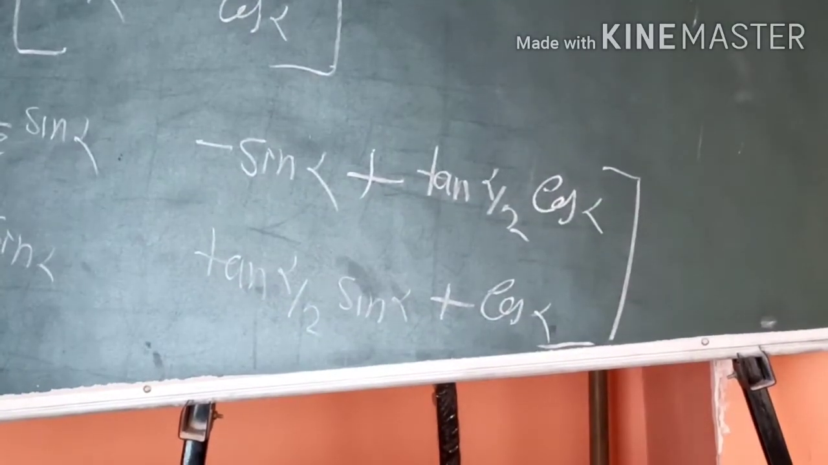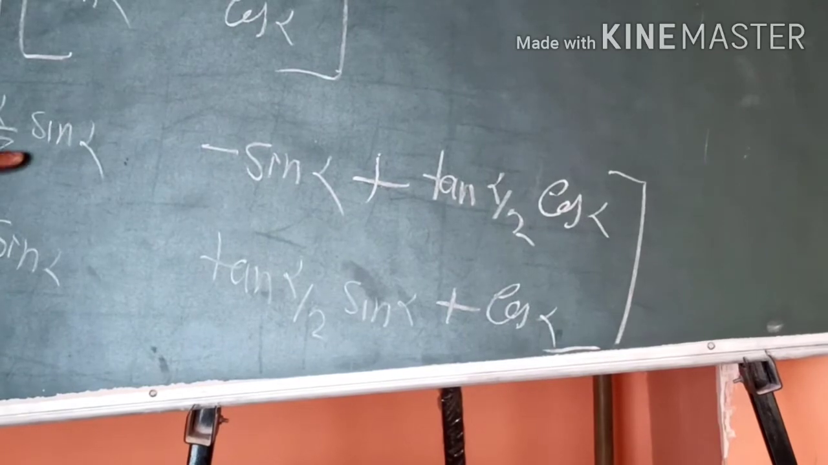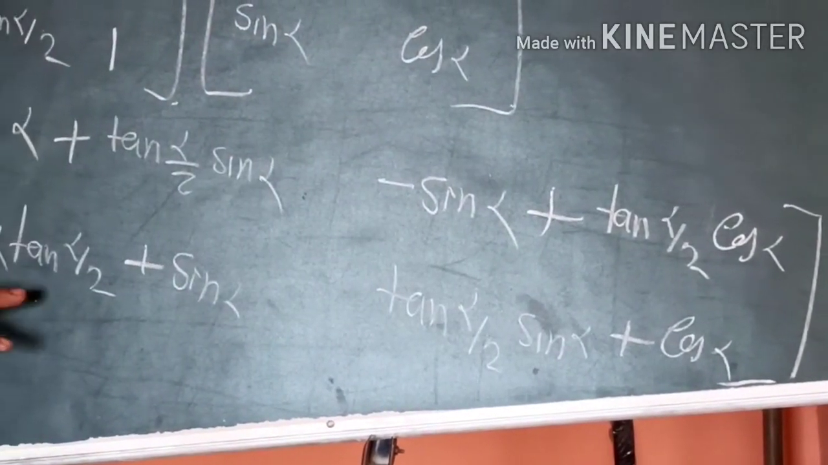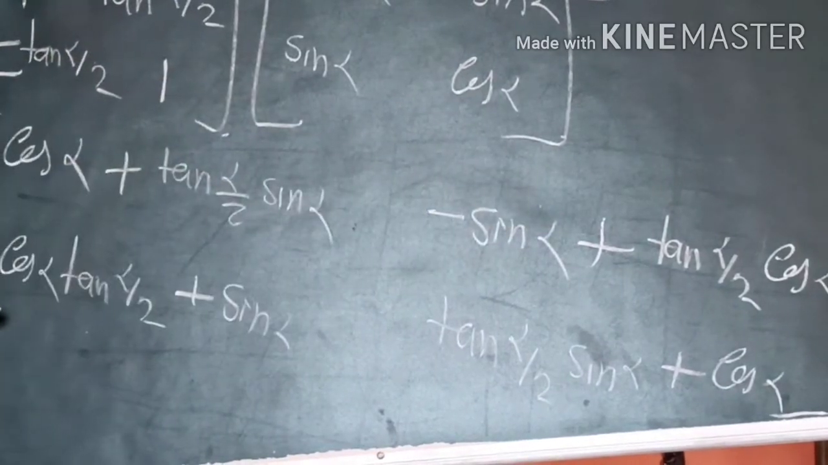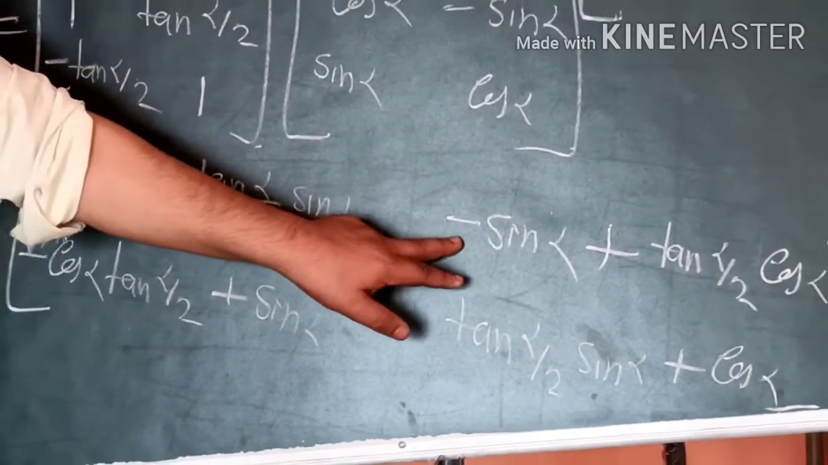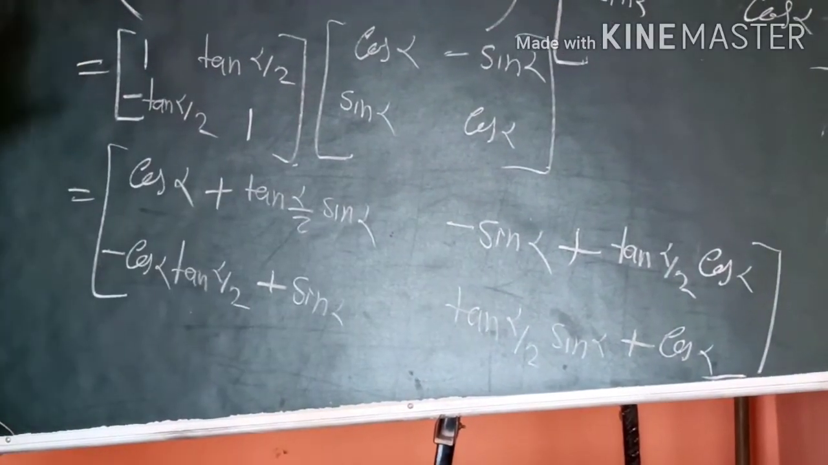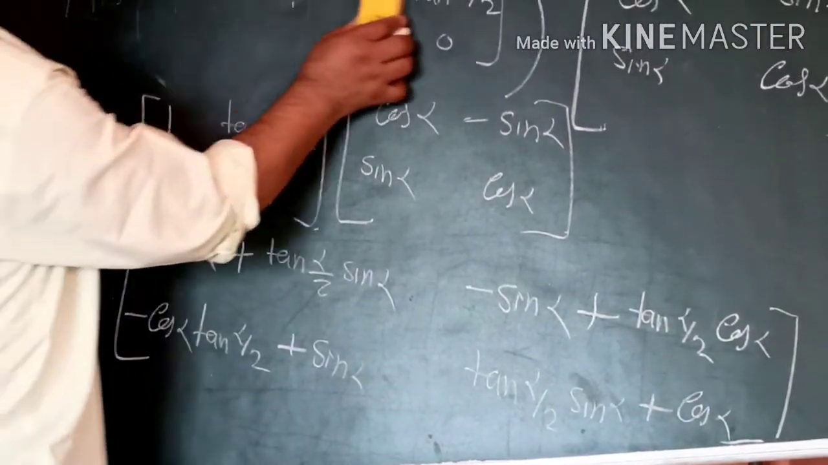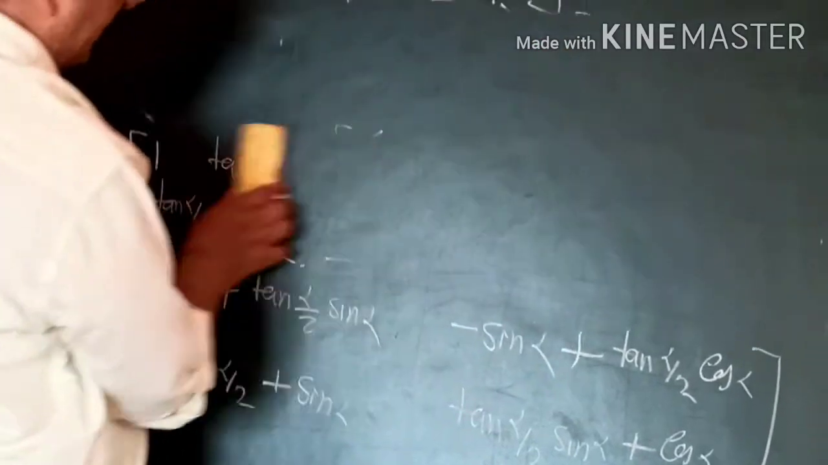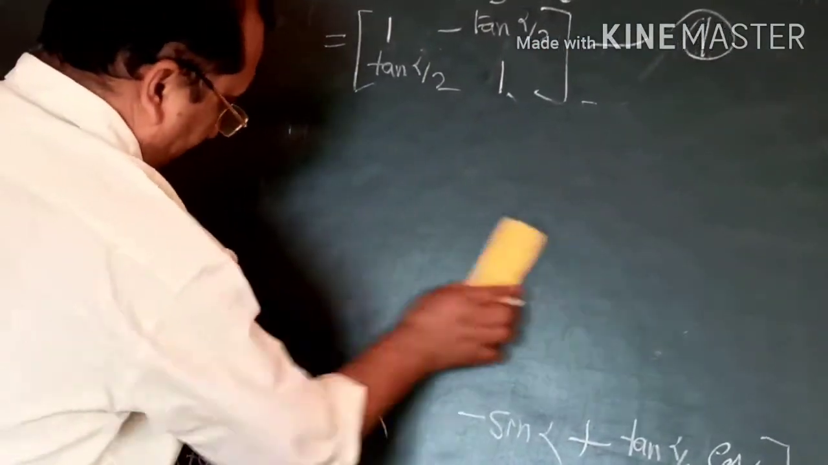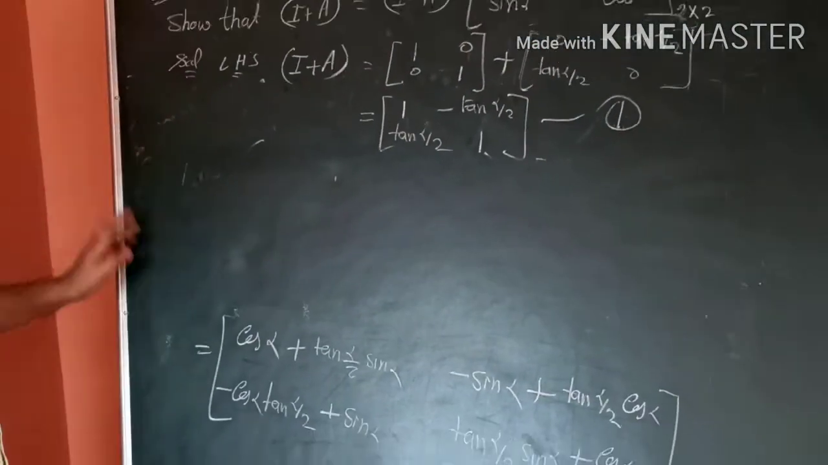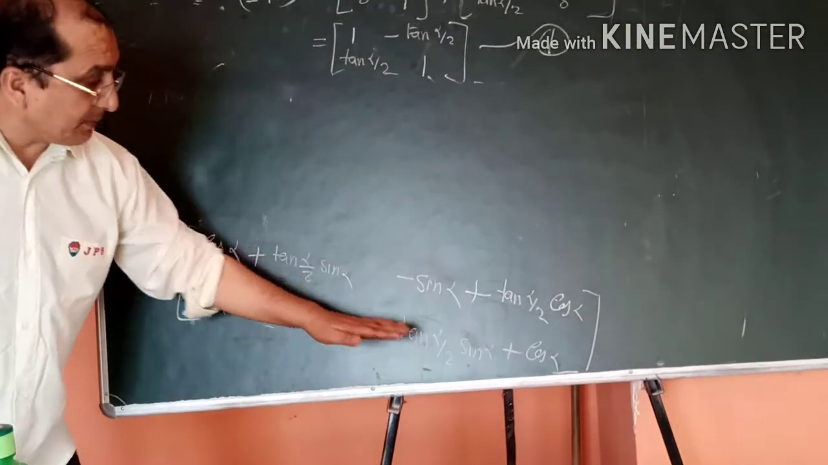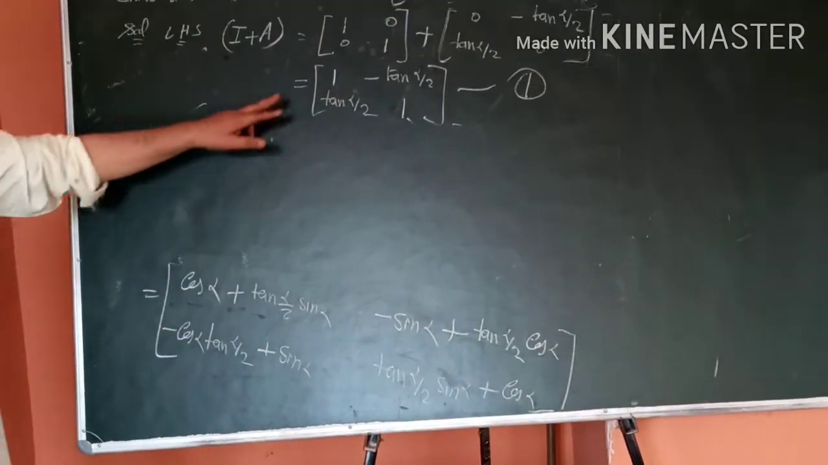We can check this now. See, cos alpha and tan(alpha/2) sin alpha, and this one both are the same, and here this and this are the same, but the sign is different. Now see, here sin alpha equals minus, here sin alpha equals plus. Then I am rubbing these things except this one. Now see, because I don't have these things, to solve this one: cos alpha plus tan(alpha/2) sin alpha.